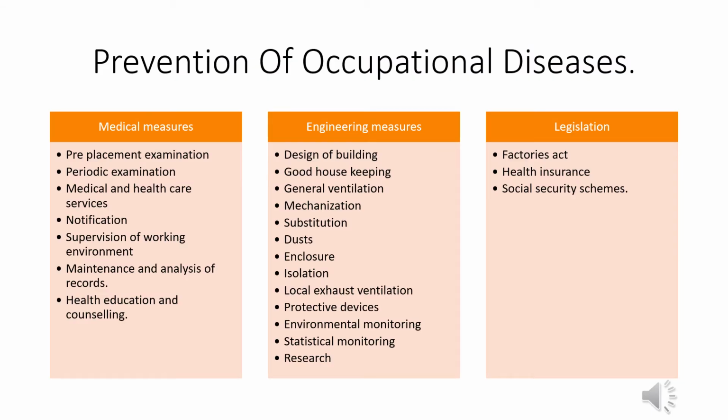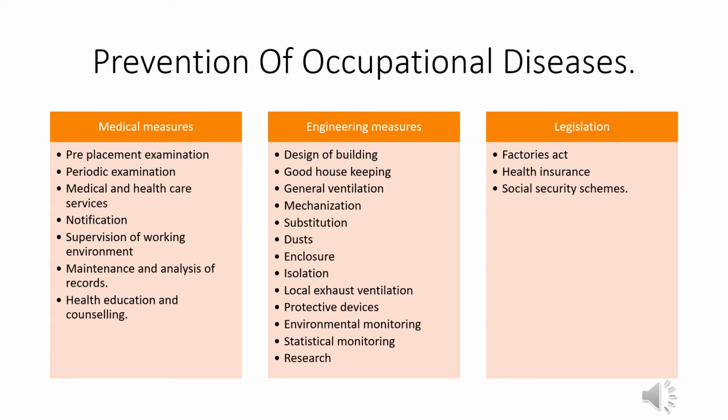Then we come to certain specific measures for prevention of certain occupational diseases, and these specific measures may be of three varieties: medical measures, engineering measures, and then there is legislation. The medical measures involve pre-placement examination before a person is hired or placed in a certain occupation. So he or she should undergo a medical examination to see if he or she is fit for that occupation and is not carrying any pre-existing condition. There should be periodic examination of workers after a year or after 6 months. Medical and healthcare services should be provided to the workers.